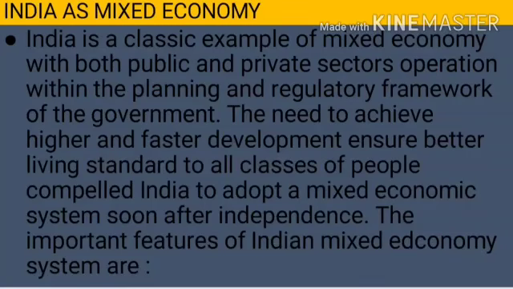The need to achieve higher and faster development and ensure better living standard to all classes of people compelled India to adopt a mixed economic system soon after independence. The important features of the Indian mixed economic system are as follows. So after independence, India had to face a lot of problems. So India selected to follow the mixed economy so that all the people can have a better standard of living, and all people can live happily, both private as well as public sector. So India selected the mixed economy. So now let's go for the features.